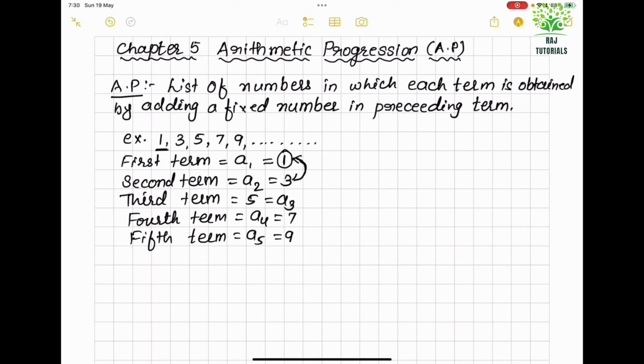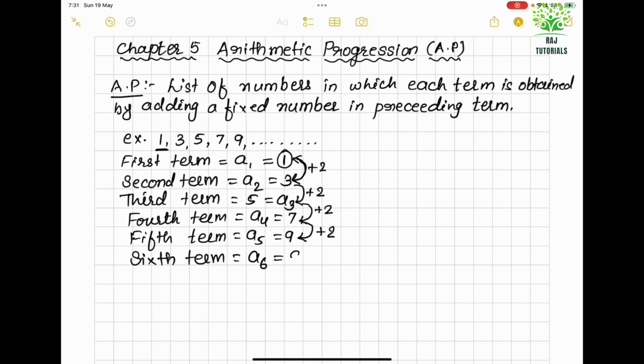I will get this number. So plus 2 I am doing. Again if I add plus 2 to that, I will get 5. If I add plus 2 to that, I will get 7. If I add plus 2 to that, I will get the next term.